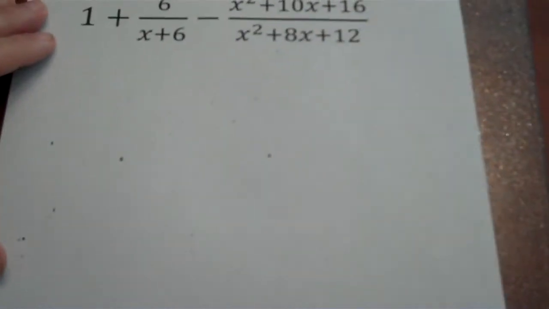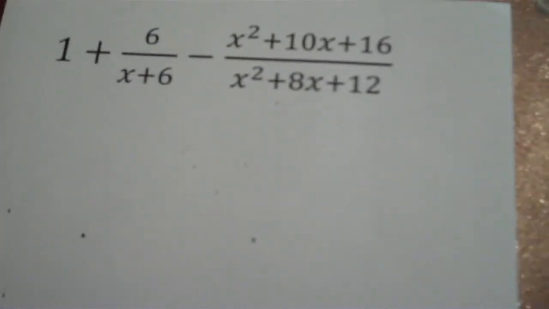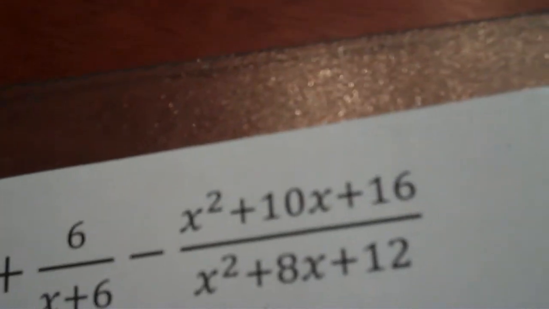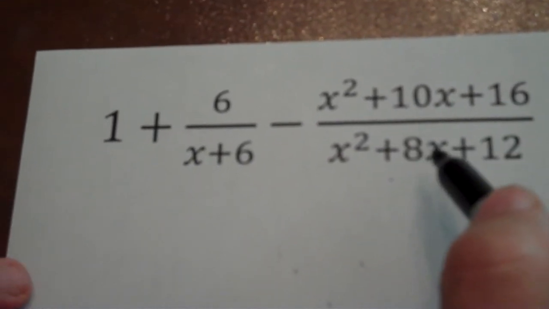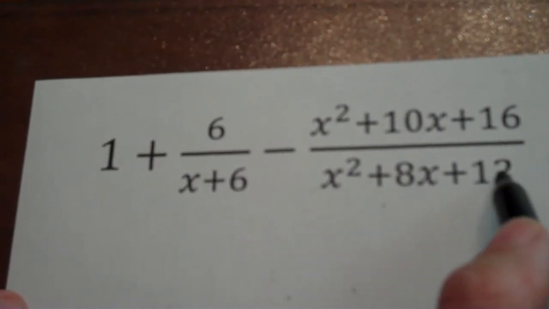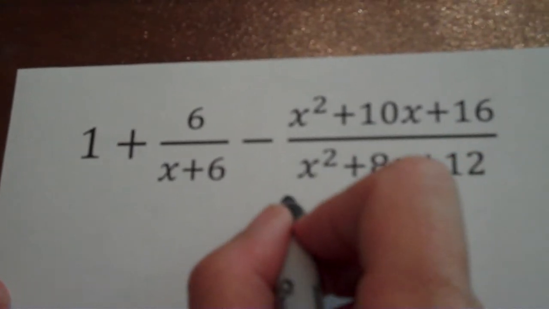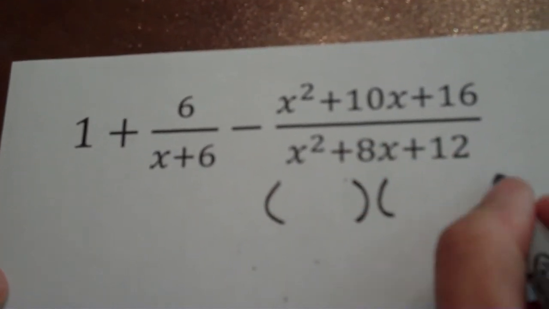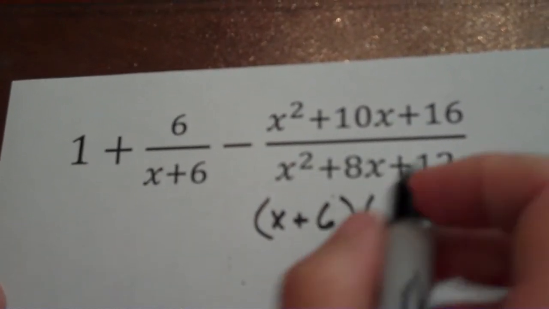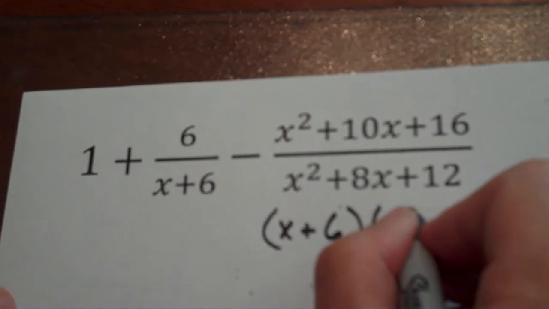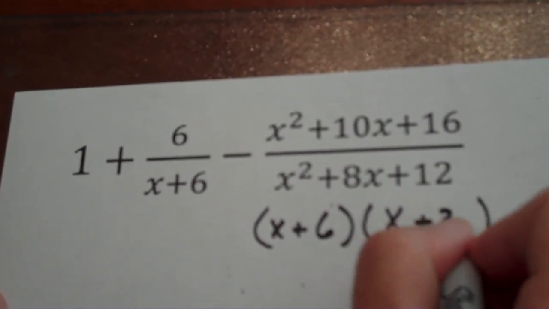One more, folks, and we'll call it a day. This one's a little bit tricky, because I have 3 fractions, and one of them's a whole number. The only one with the denominator where you want to factor is this one. So this factors into x plus 6. Always look for that common factor, folks. It's going to be there so often. And x plus 2.